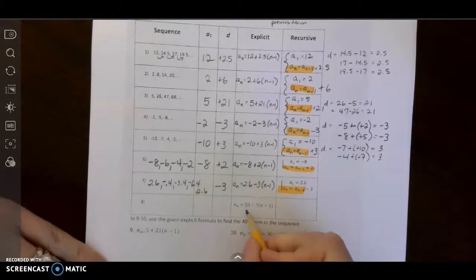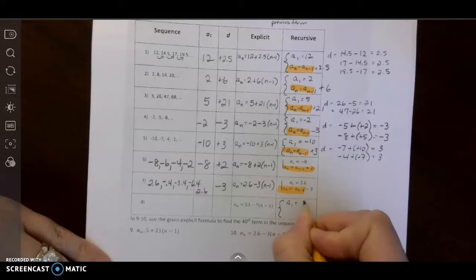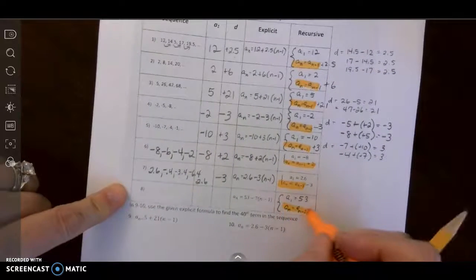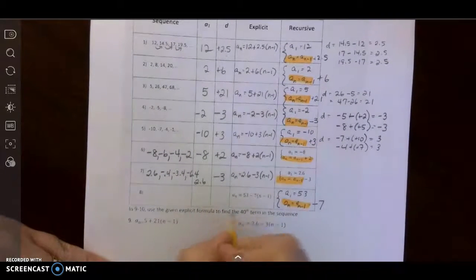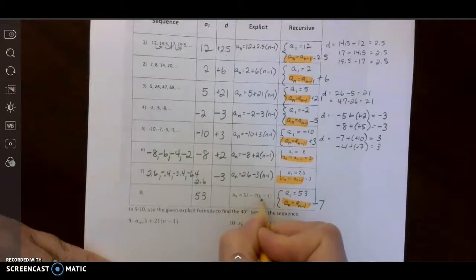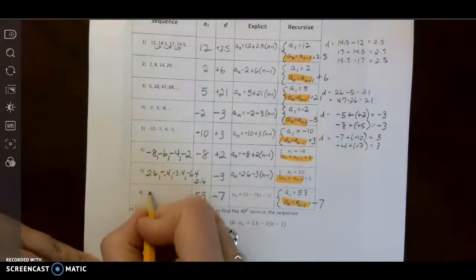Right, here I'm given the explicit formula. I'm going to go ahead and write my recursive. A sub 1 must be 53. A sub n is the previous term. Again, always start that way. And I'm subtracting 7. So my first term is 53. I'm subtracting 7.